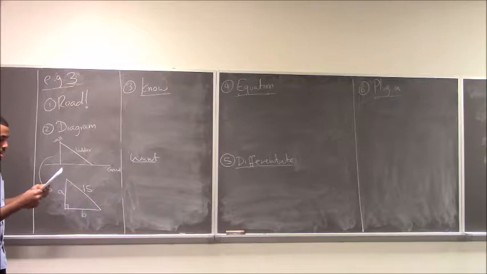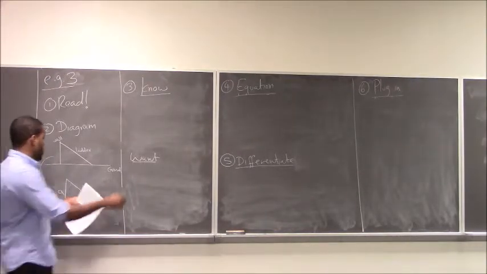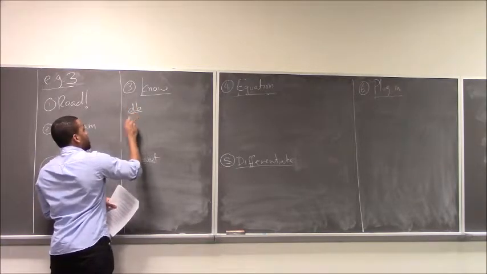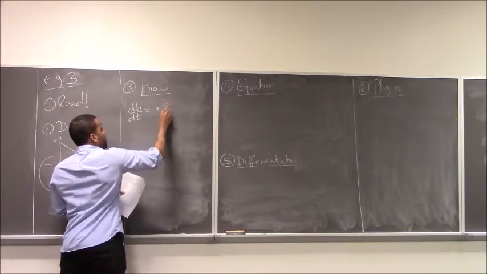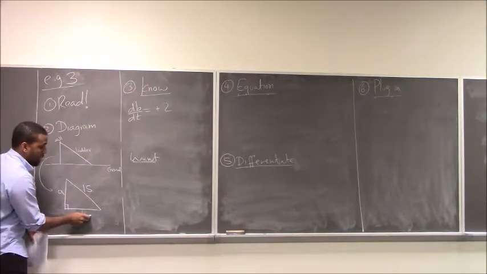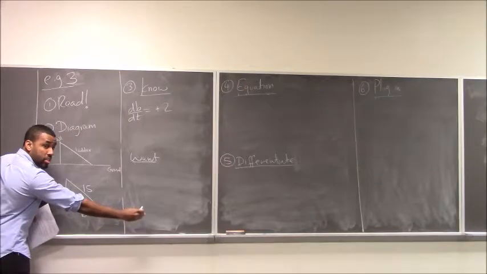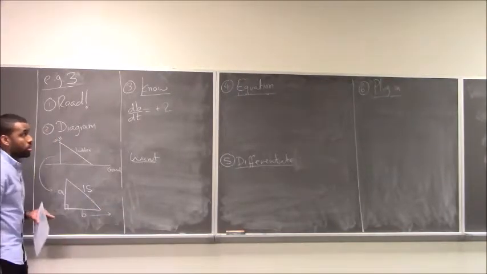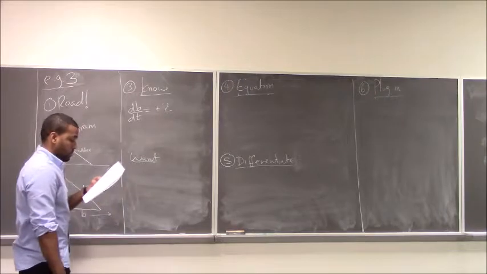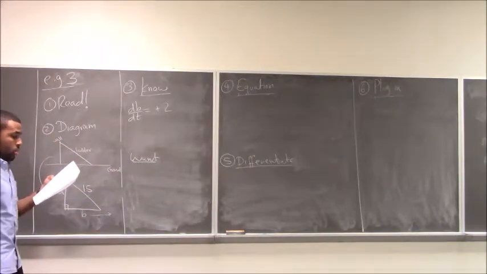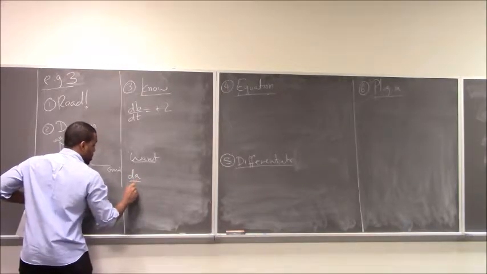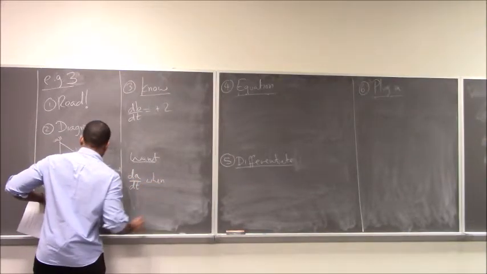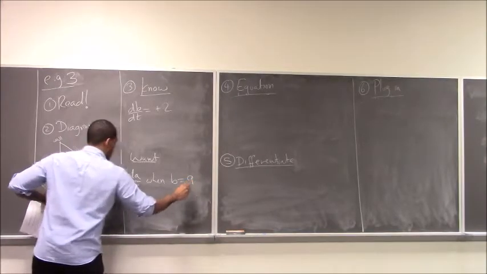And what we're told is the foot of the ladder slides away from the wall at a rate of 2 feet per second. So what I actually know is dB/dt. That is positive 2. I know it's positive 2 because if I'm sliding away from the wall, the length b is getting larger, it's increasing. That's it. Now what do we want to find? At what rate is the top of the ladder sliding? So what I want is dA/dt when b equals 9.